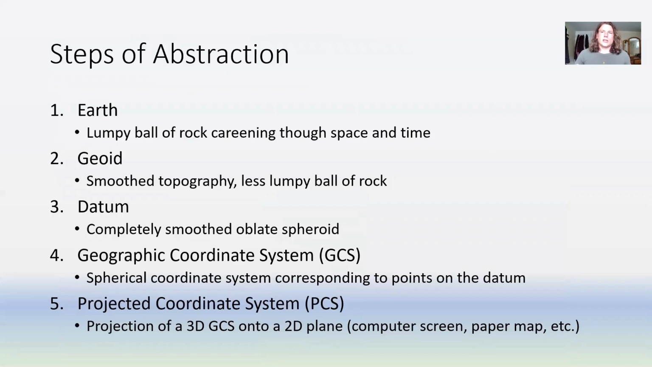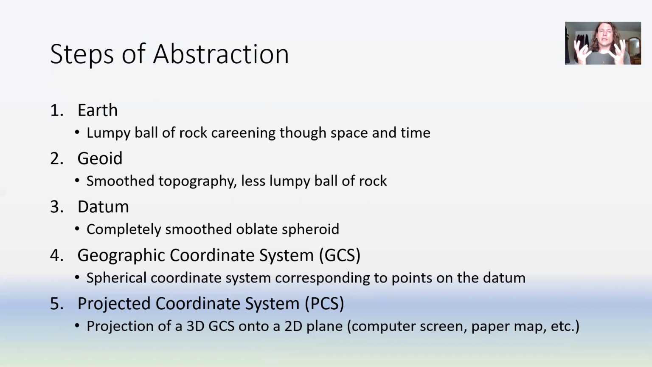So there's essentially 5 steps in the abstraction process between representing the Earth and making a map. So we start out with the Earth, which is just a lumpy ball of rock careening through space and time. And the first thing we do is we just smooth out the topography and just ignore it. We can incorporate it again later if needed. And that smoothed image or representation is called a geoid. So a geoid is just a smooth, less lumpy ball of rock.